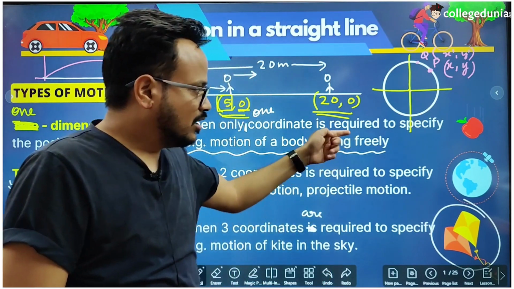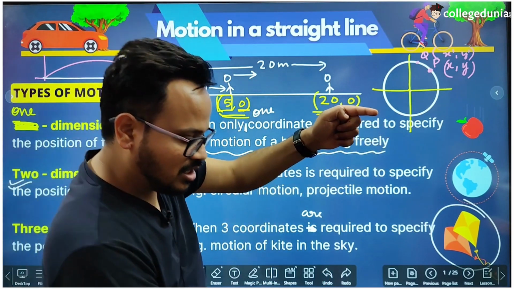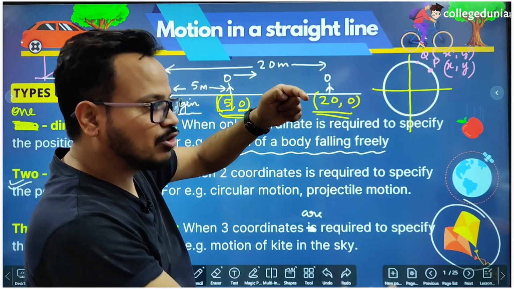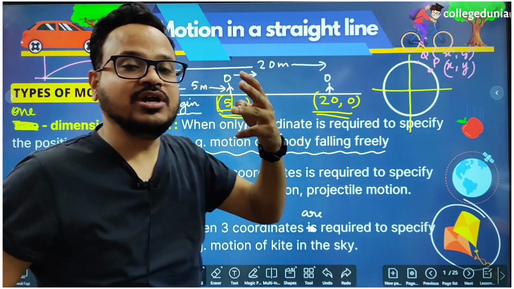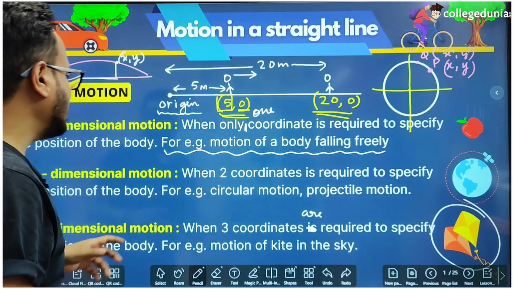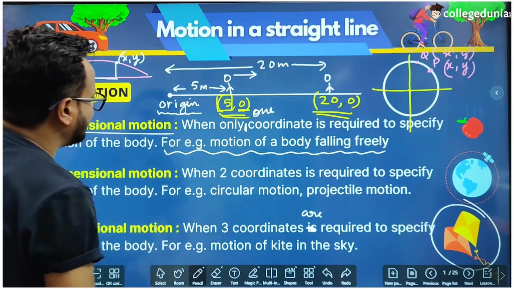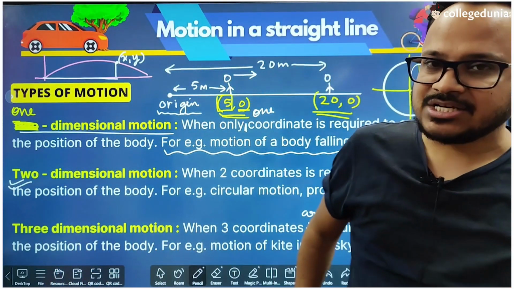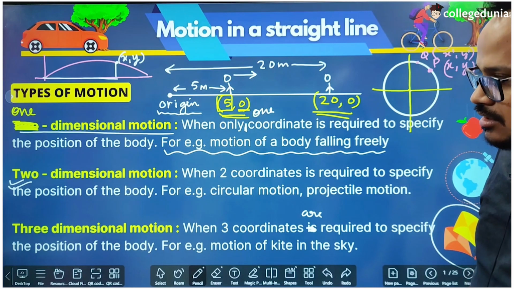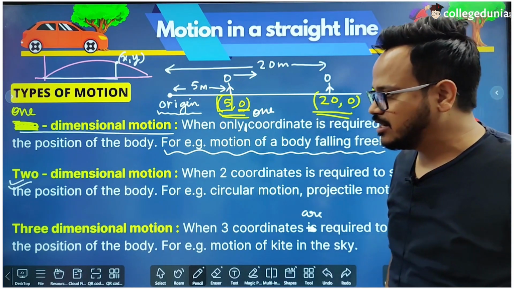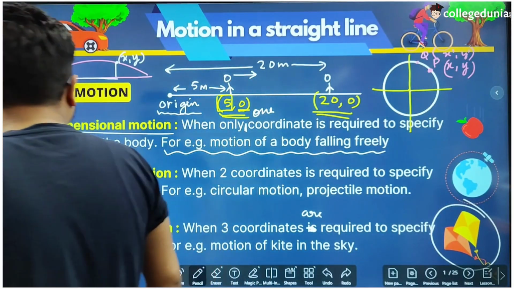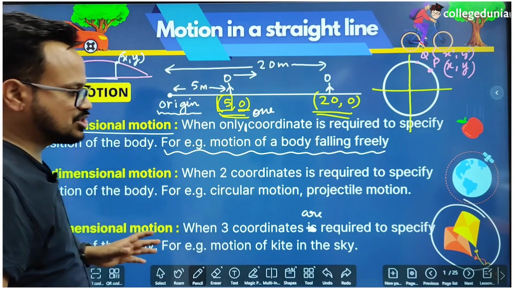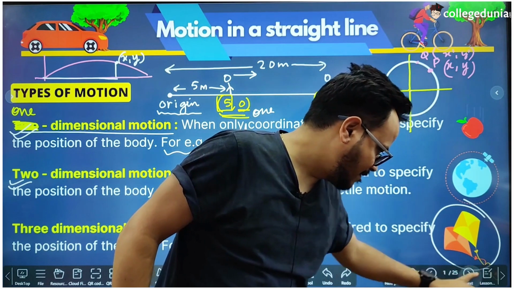First, this distance. Second, distance from that wall. Third, distance from the ground, right? So you need three coordinates. In this chapter, we are going to study only one-dimensional motion, because the name of the chapter is motion in a straight line. Two-dimensional motion will be discussed in the next chapter, which is motion in a plane. So let's focus on one-dimensional motion. Clear? Okay.